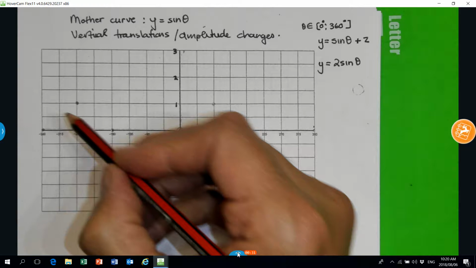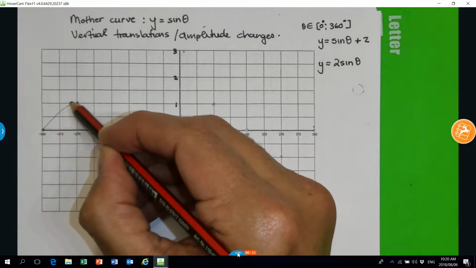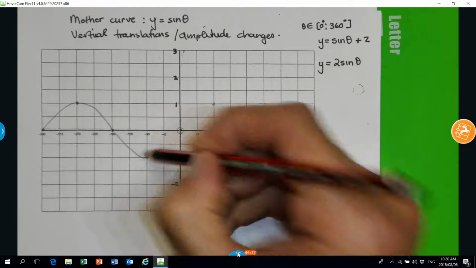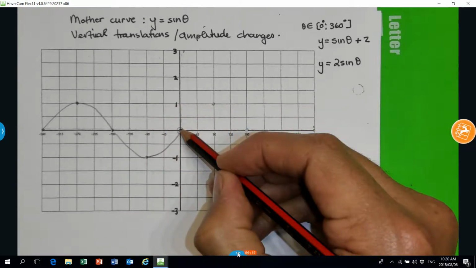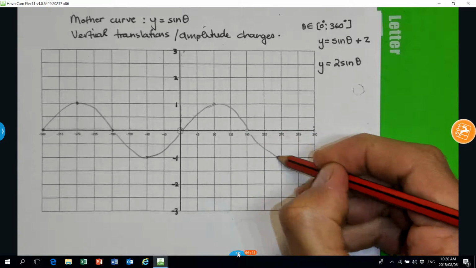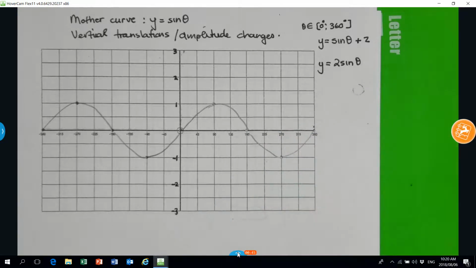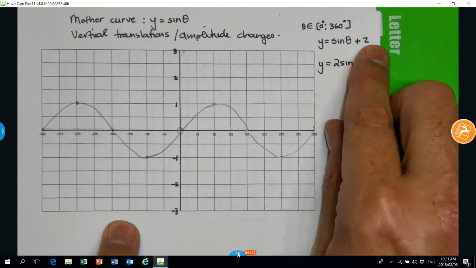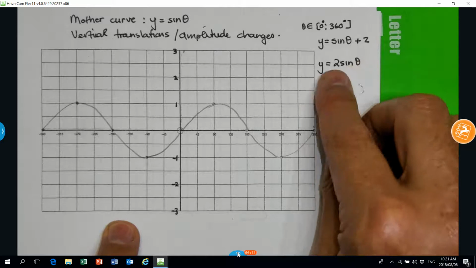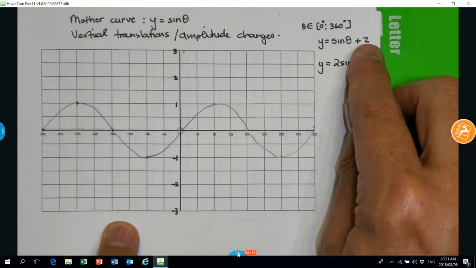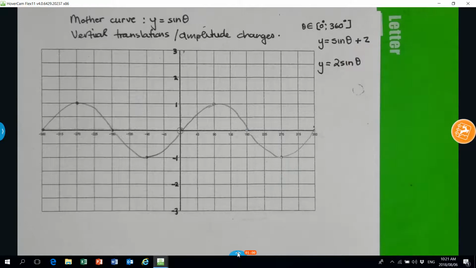Okay, so the mother curve for the sine from minus 360 to 360 would be this graph that I'm drawing now. That's how you should know your curves, folks, to do this work as quick as you can. I'm not interested in that. I'm interested in the sine curve plus 2 and then twice the sine curve. Both of these affect vertical changes.